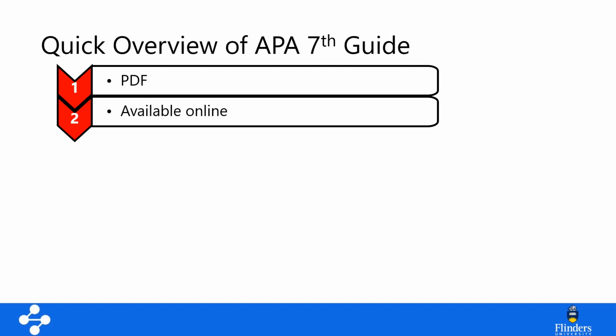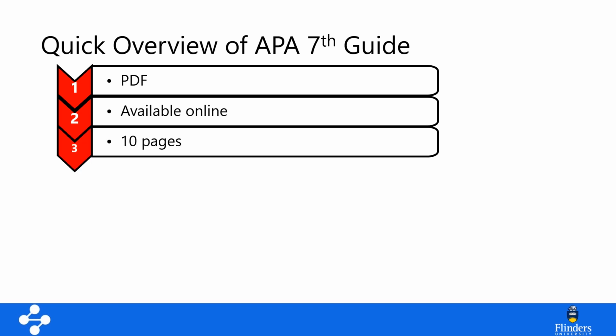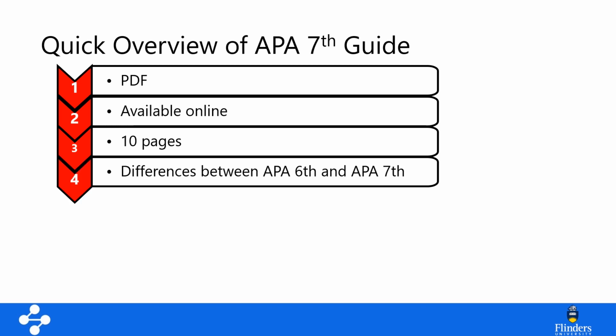Third, it comprises of 10 pages, which may seem like a lot, but relative to the original APA manual, which is 395 pages, not including the index pages, this is a very condensed version. Fourth, for the benefit of writers who have used APA 6th and are transitioning to APA 7th, the guide highlights the key differences between APA 6 and 7.